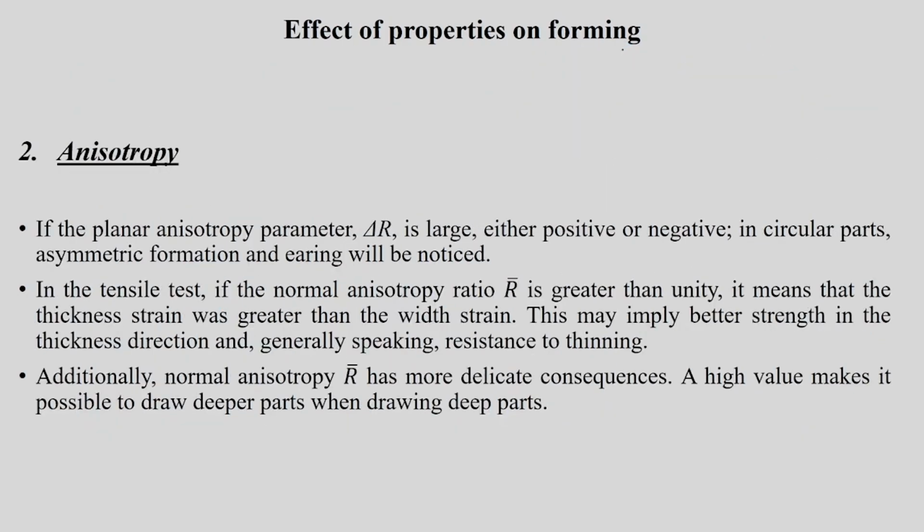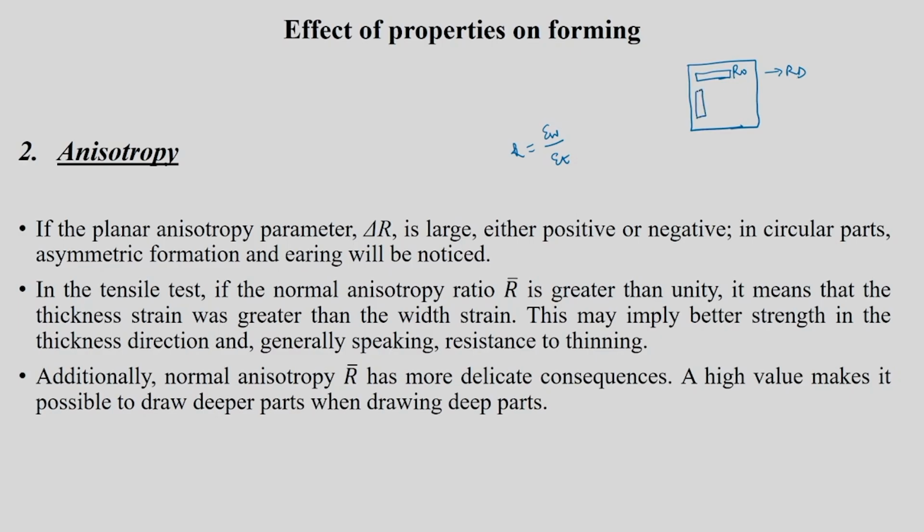Now comes anisotropy. In the previous section we discussed how to quantify anisotropy. Say you take an aluminum or steel sheet, and assume this is the rolling direction of the sheet, RD. You take a rectangular strip, like the way I described in yesterday's class, and by the known procedure you can get the plastic strain ratio. What is the plastic strain ratio? It is the true width strain divided by the true thickness strain. In this direction it is R0, where the 0 means the direction coincides with the rolling direction.